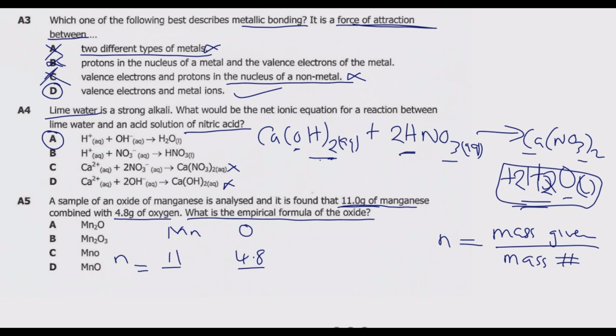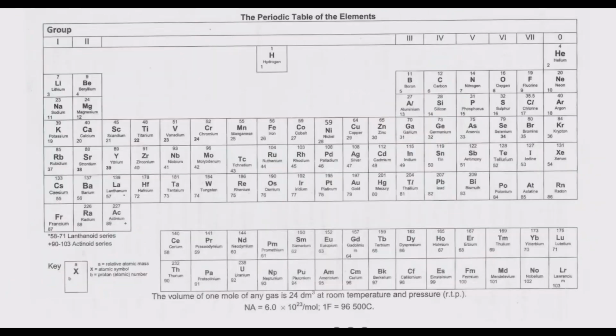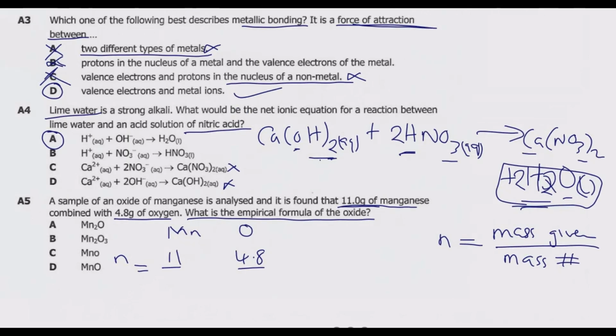So what we do, we go to the periodic table. On the periodic table, manganese is here, and this is 55. Then oxygen is here, so this is 16. So we go back and divide by this. So this will be 55, then this will be 16. When we divide this, we discover that 11 divided by 55 is 0.2. Then 4.8 divided by 16 is basically 0.3.